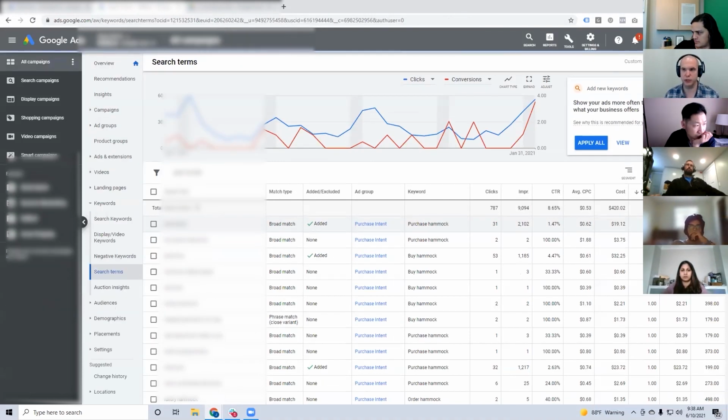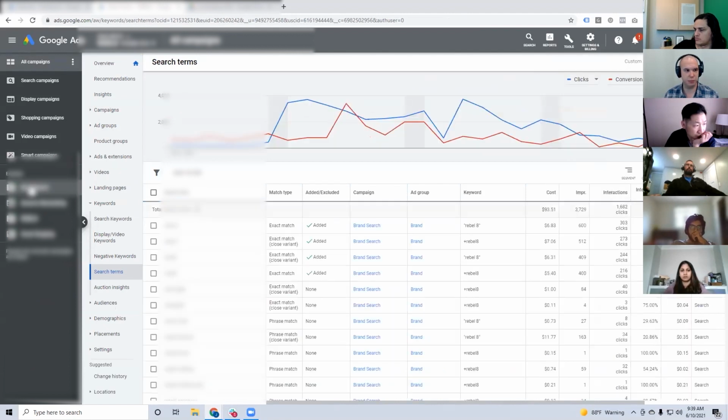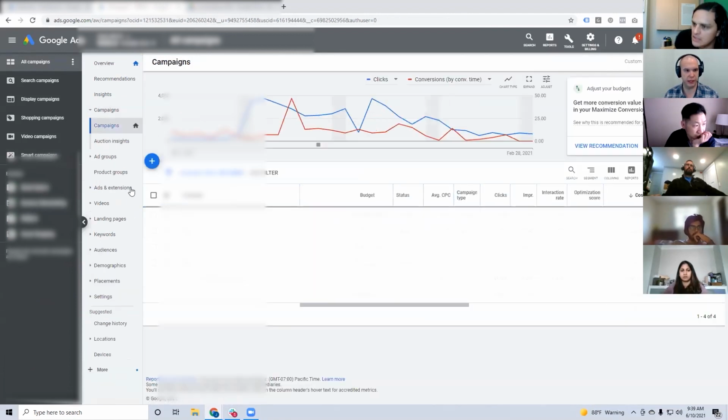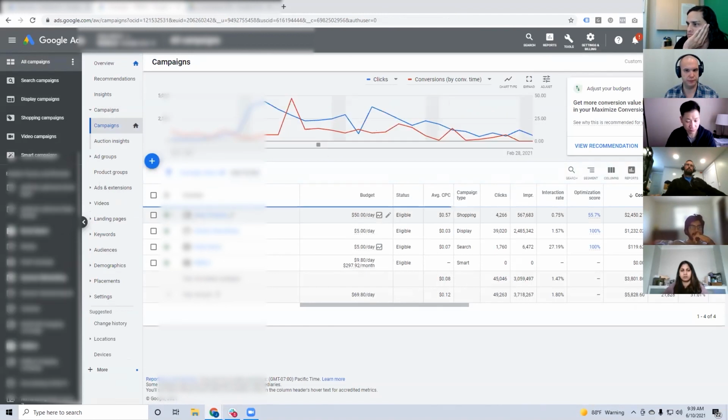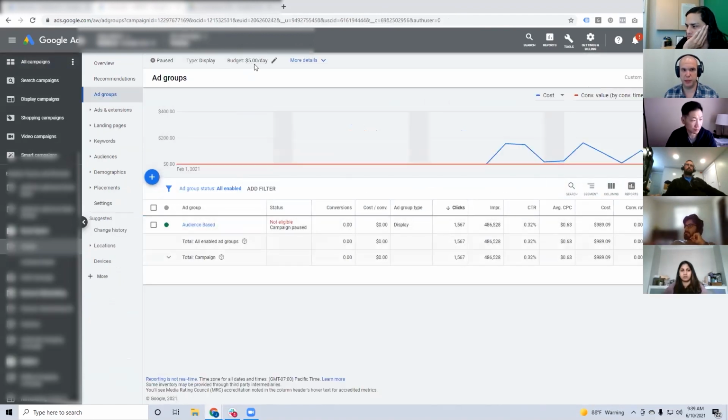But I'll give you a really specific example. In February, I think it was the 27th, in our display campaign, which is off now, we had a $5 per day budget. And on this day here, it spent $280. And that's a crazy budget.